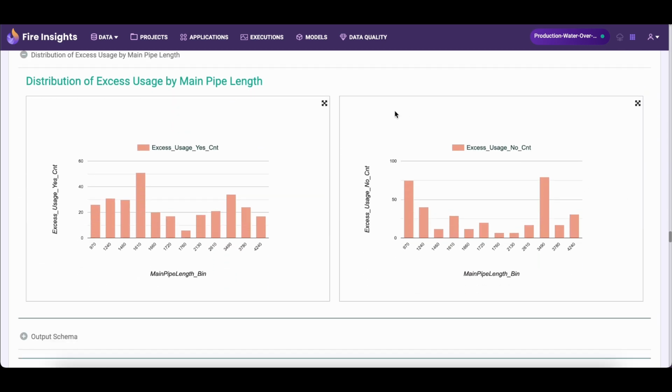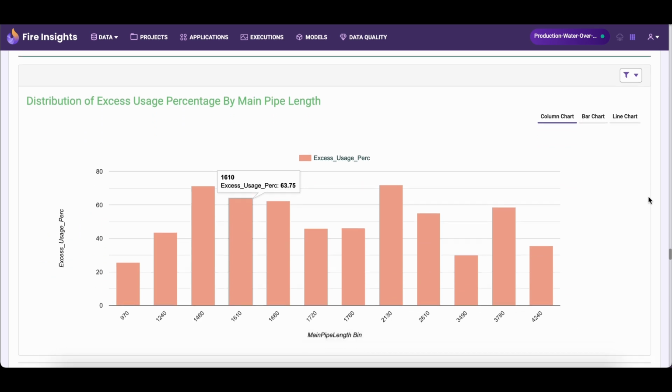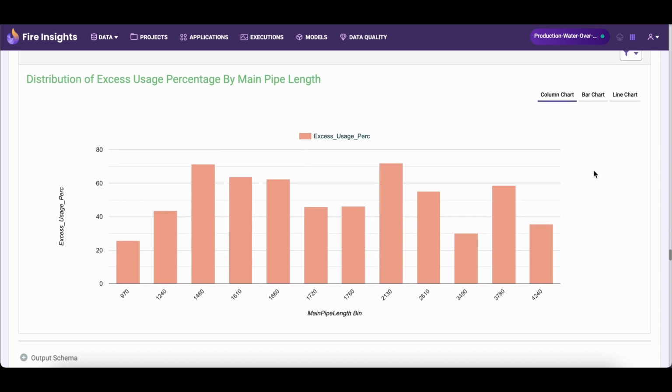Here we have our distribution of excess usage by main pipe length. However, this time we have split up the count of yeses and nos. Here we have normalized the data so that instead we are looking at the percentage of excess usage by main pipe length. Now we can see that the same spike that we saw earlier does not exist anymore, and instead the excess usage looks relatively even across the pipe lengths.